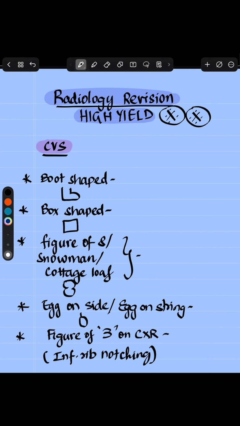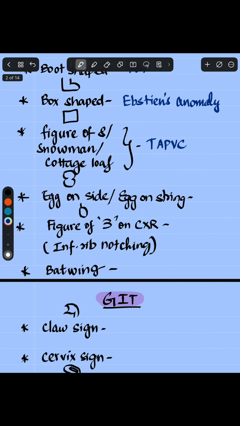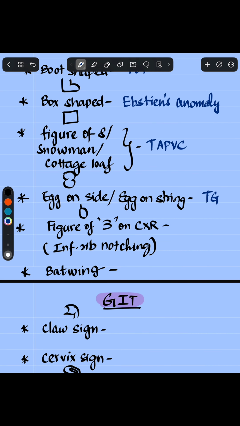First in CVS, if you see a boat-shaped heart, it is tetralogy of Fallot. If you can see a box-shaped heart, it is Ebstein's anomaly. If you see a figure of 8 or snowman or cottage loaf appearance of the heart, it is TAPVC. It is nothing but total anomalous pulmonary venous connection. If you see egg on side or egg on string appearance of heart, it is transposition of great arteries. If there is a figure of 3 appearance or if there is inferior rib notching, it is coarctation of aorta. Bat wing appearance represents left ventricular failure.